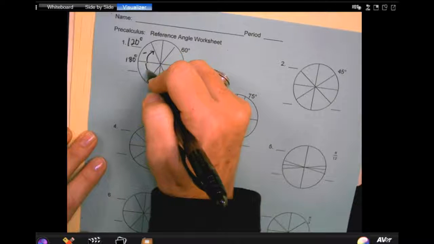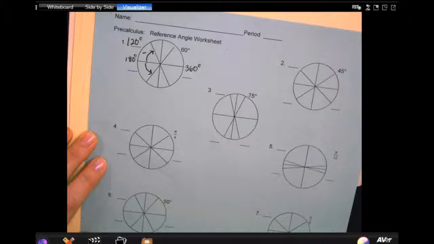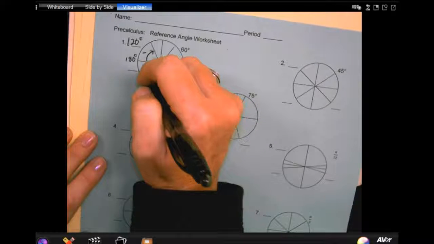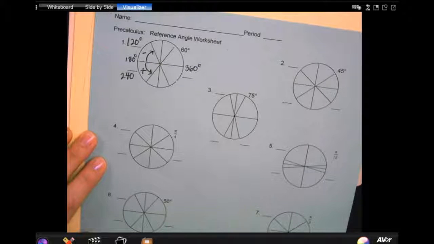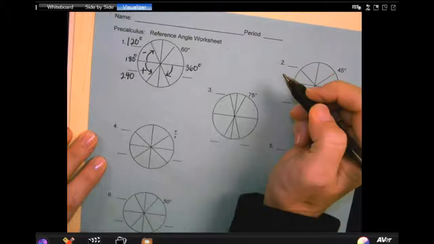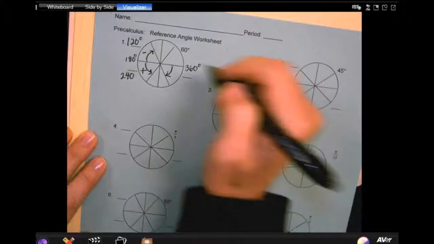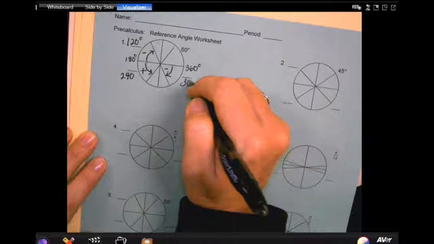But to get from 180 to here, what am I going to do with the 60? I'm going to add it. So this one gives me 240. And to get from here to here, do I add or subtract now? I'm going to subtract this time. So it's 360 minus 60, which would give me 300.